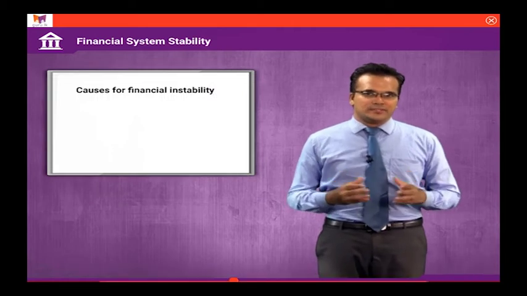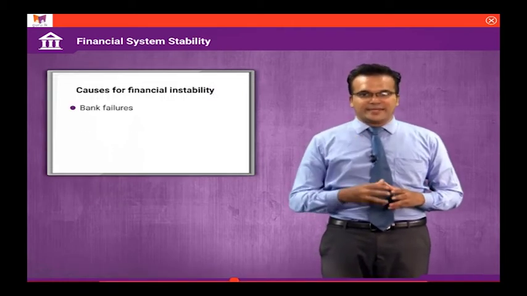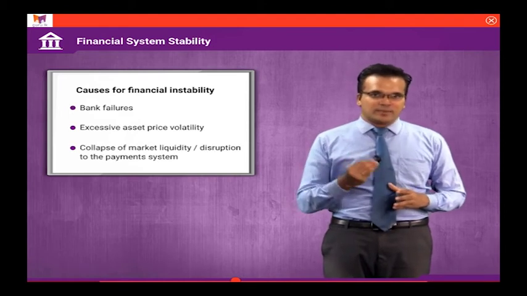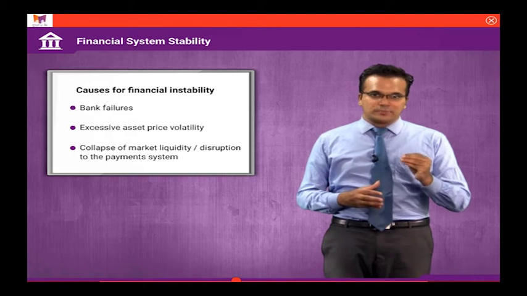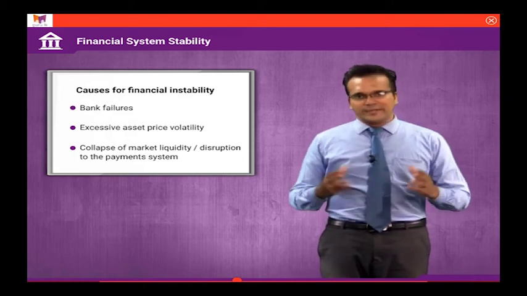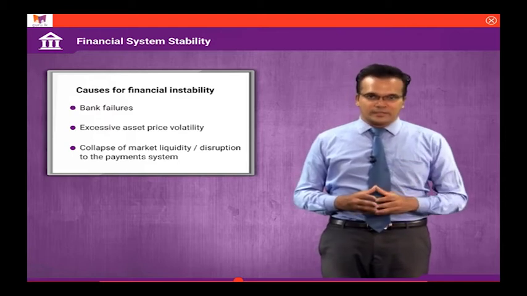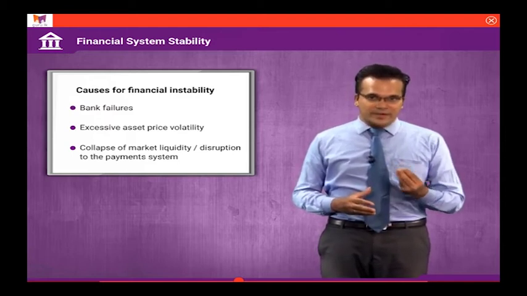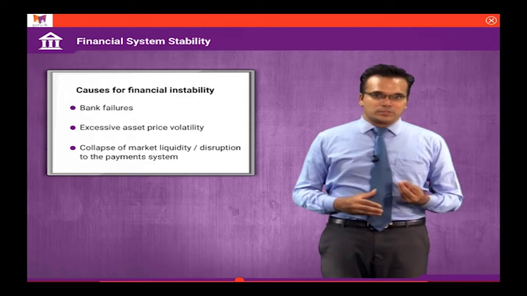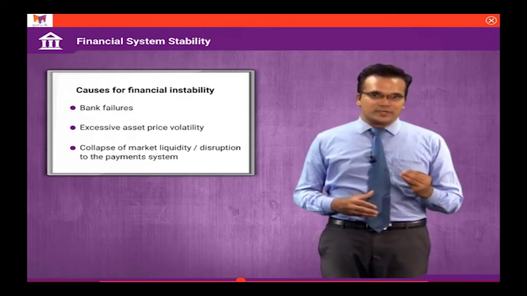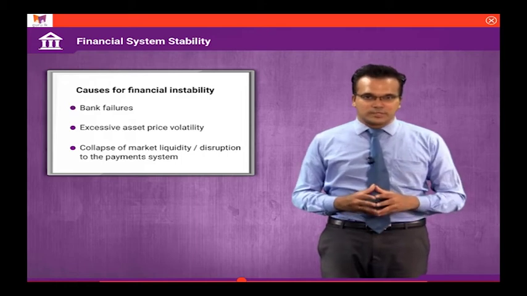Usually, financial instability is caused by bank failures, excessive asset price volatility, and collapse of market liquidity or a disruption to the payment system. Financial system stability requires a stable macroeconomic environment, effective regulatory framework, well-organized financial markets, sound financial institutions, and safe and robust payments infrastructure.